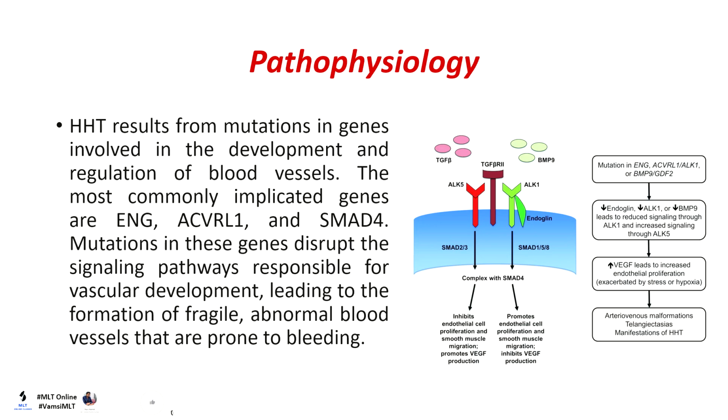Pathophysiology. HHT results from mutations in genes involved in the development and regulation of blood vessels. The most commonly implicated genes are ENG, ACVRL1, and SMAD4. Mutations in these genes disrupt the signaling pathways responsible for vascular development, leading to the formation of fragile, abnormal blood vessels that are prone to bleeding.